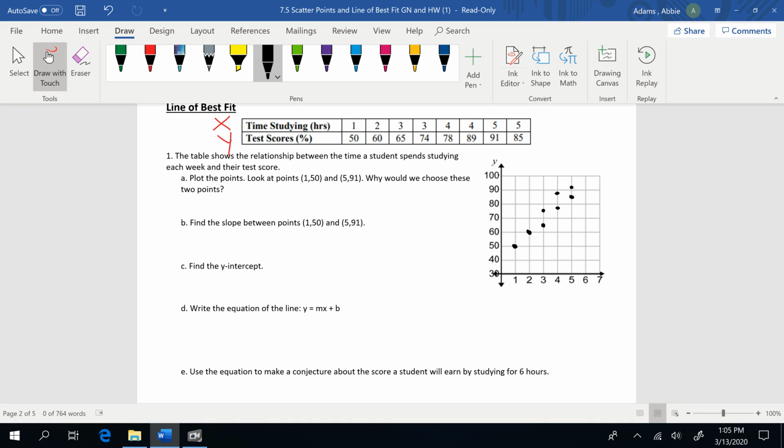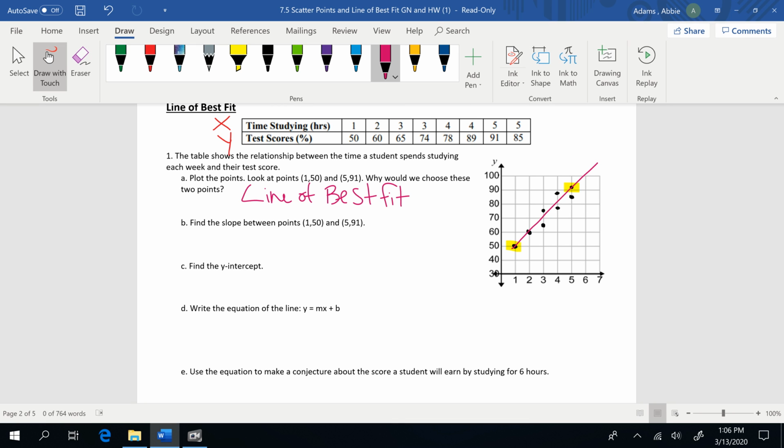Alright, so now that we've plotted the points, let's look at two specific points. Let's look at the point (1, 50) and the point (5, 91). Why do you think I would want to choose those points? Well, the simple answer is because if I draw a line between those 2 points, it pretty much describes the relationship between all the points in that data set. So that's going to be our line of best fit.